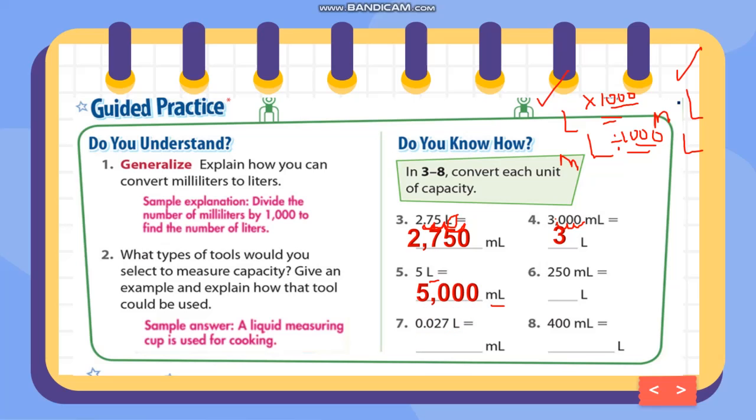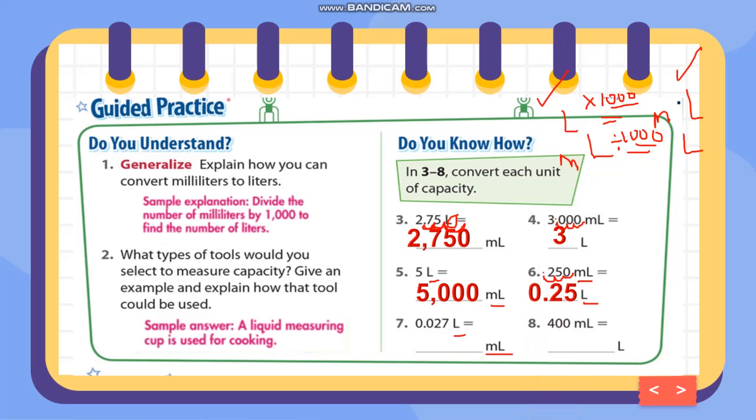Okay, 250 milliliter to liter. So that is divided by 1,000 because milliliter is a smaller unit to a bigger unit. So 3 movements, because there is no decimal, I will start from the end of the digit. 3 movements going to the left because that is division. So my decimal now is there. So it should be 0.250 or 0.25 is the answer.